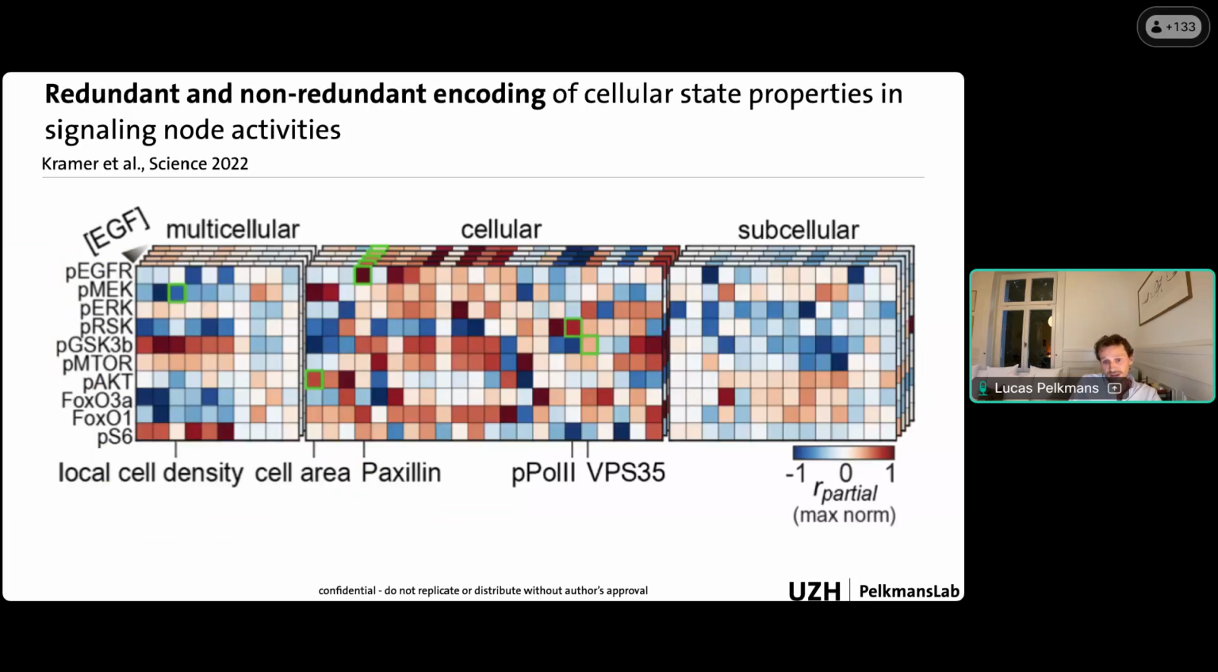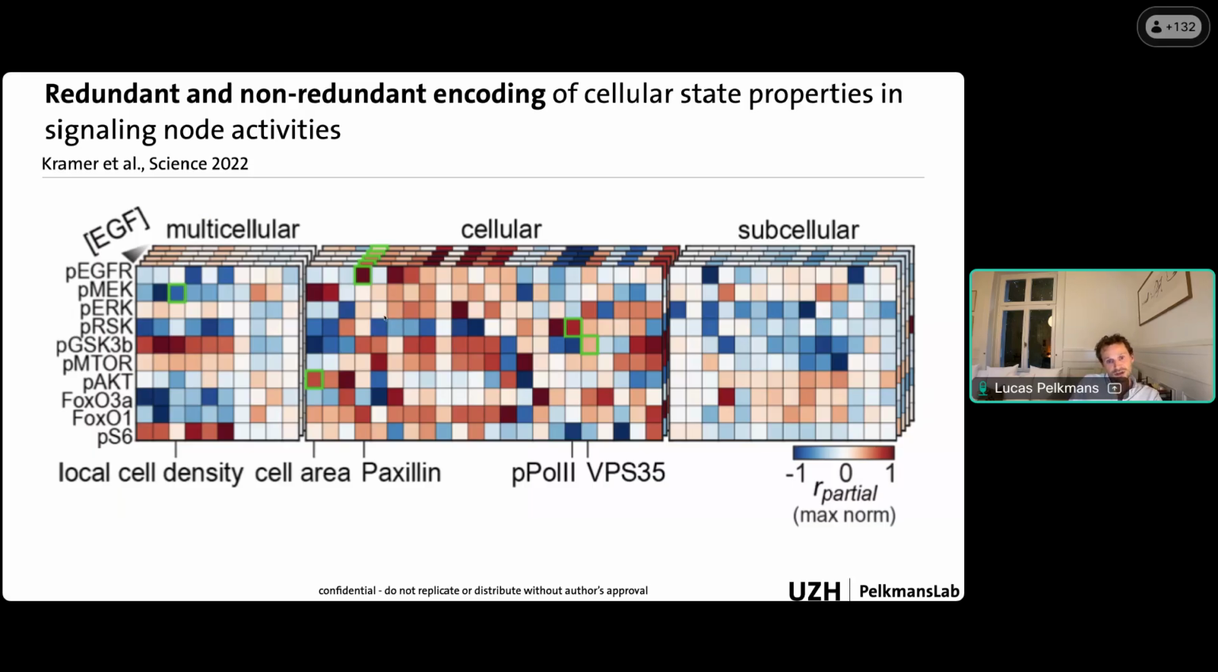So we asked, do individual cells actually do that? And in order to do that, we basically took our data and we asked for individual signaling nodes, as you see here on the vertical axis, whether they are conditioned by specific features of the multicellular, cellular, or subcellular state. And when you look at this, you can see that there's some similarity between signaling nodes, but overall, signaling nodes are quite uniquely conditioned by specific features of the cellular state or multicellular state. So in other words, each signaling node in the network captures, to some extent, non-redundant information about the cellular state.